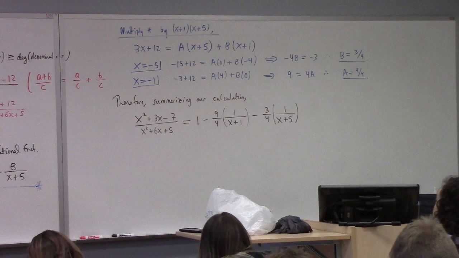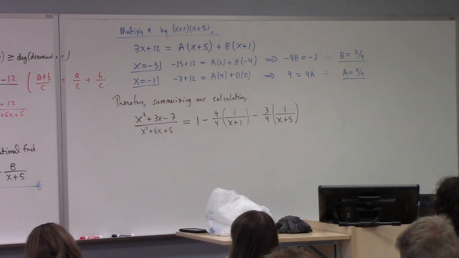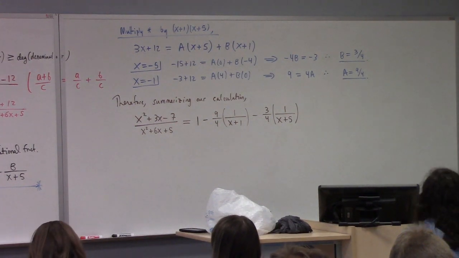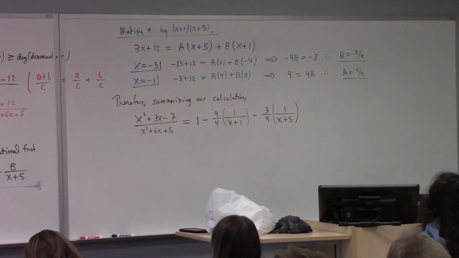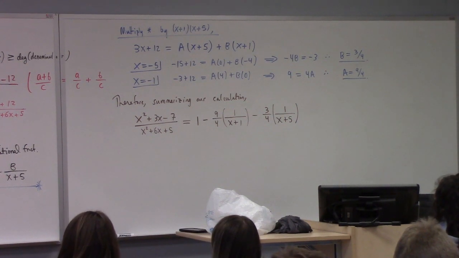And that's the partial fractions decomposition for this rational function, right? Including the starting polynomial piece. What I just wrote in brown, I think everybody here can integrate, right? Can you integrate that?